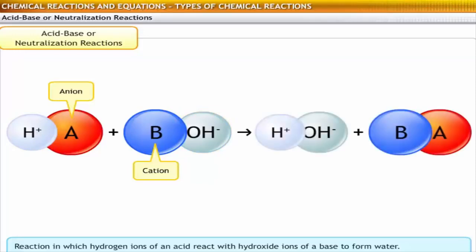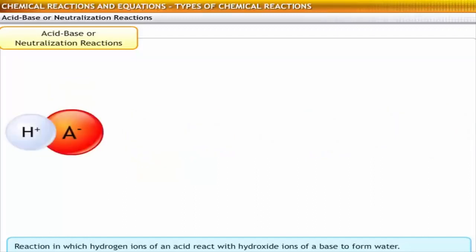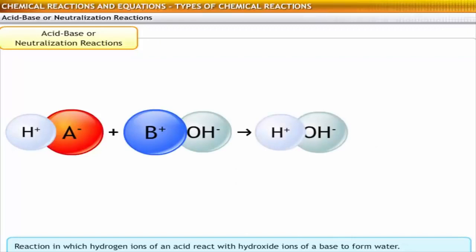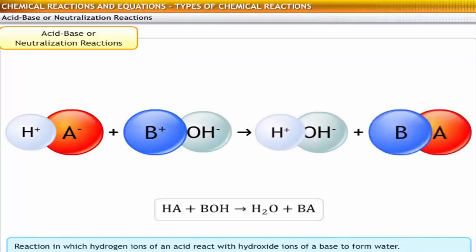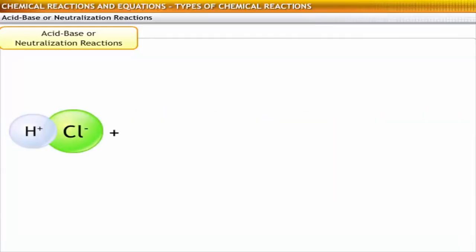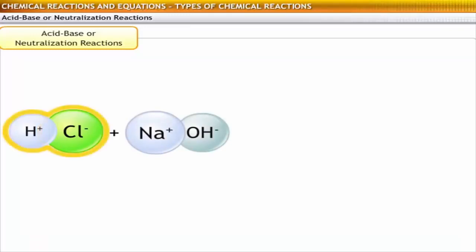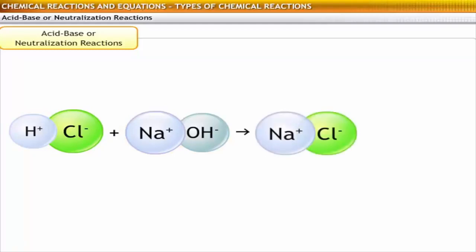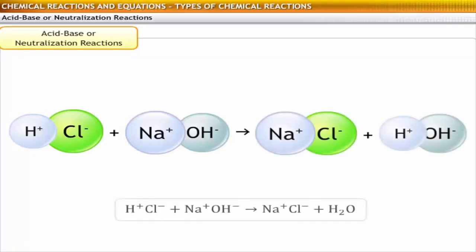Therefore, in the general form of an acid-base equation, HA, an acid, reacts with BOH, a base, to produce water and a salt, BA. An example of an acid-base reaction is the reaction between hydrochloric acid and sodium hydroxide. In this reaction, the chloride ions in hydrochloric acid and the sodium ions in sodium hydroxide react to produce sodium chloride or common salt and water.